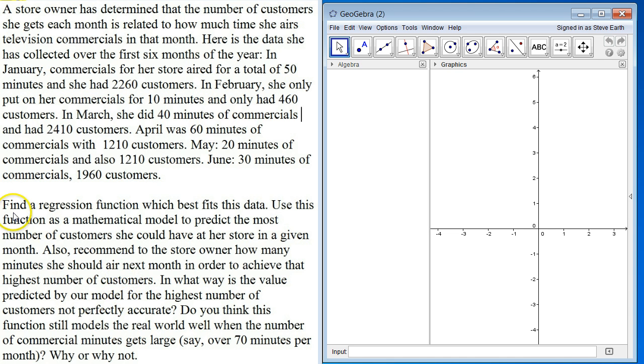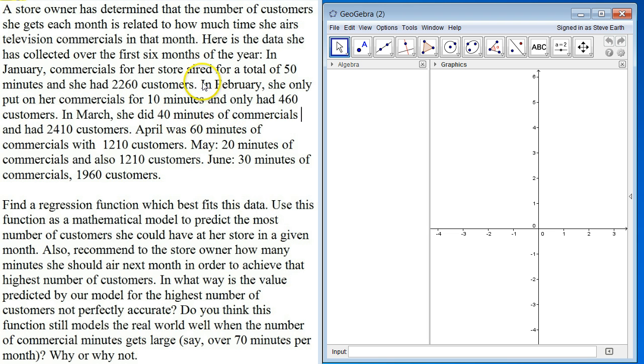So the first thing we're supposed to do here, it says find a regression function which best fits this data. The first thing we need to decide for a function is what's our input and what's our output. Typically the input is your independent variable, and that goes on the horizontal axis, the x-axis. And then you've got a dependent variable which depends on the other variable, and typically that goes on the vertical axis, usually denoted by y.